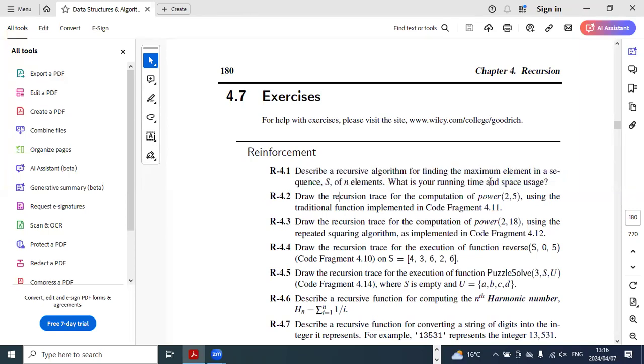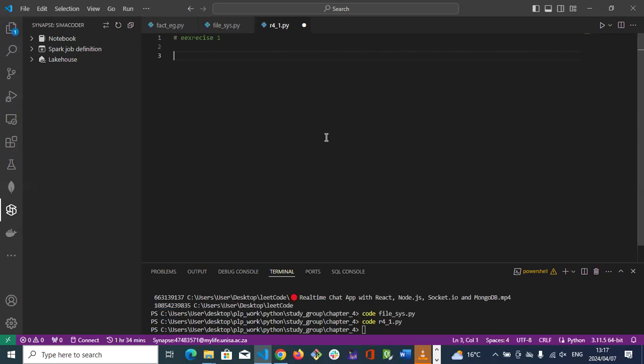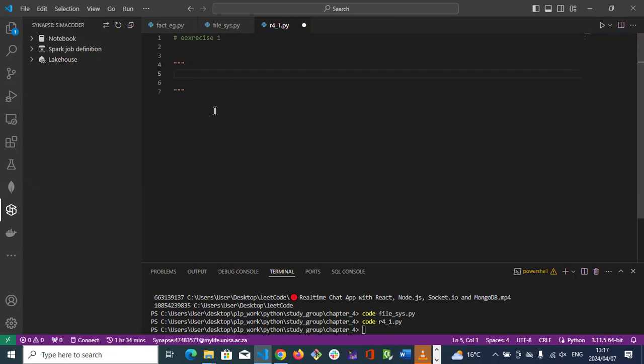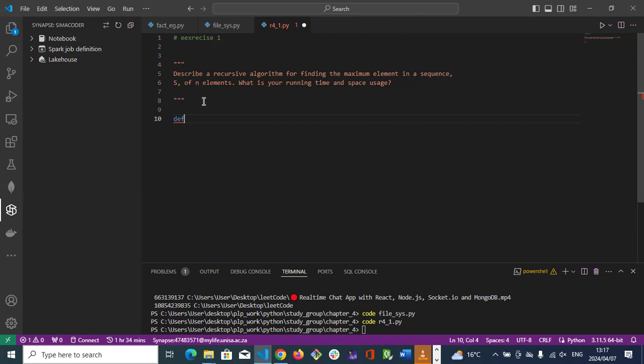Describe a recursive algorithm for finding the maximum element in a sequence S of n elements. What are your running time and space? Define the function. Describe the recursive function for finding the maximum element in a sequence.